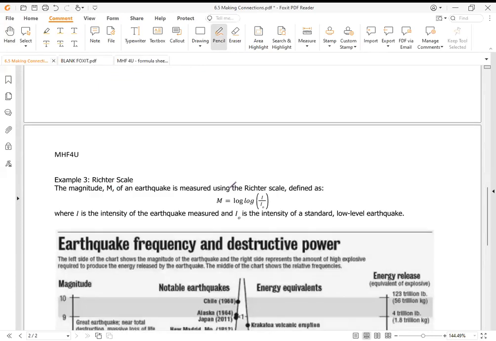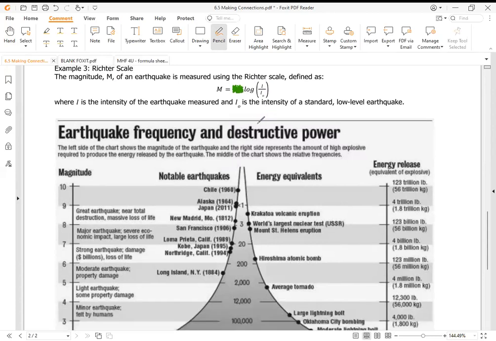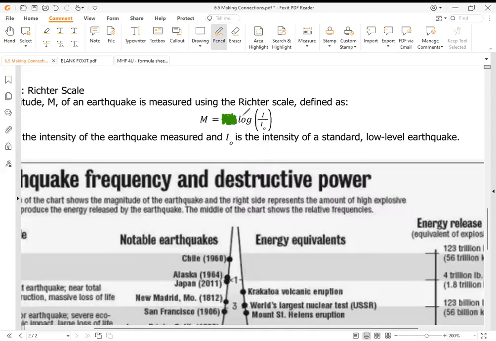Let's continue. Another one that's fun: earthquakes. Once again, this is an error. I don't know what's happening, but the log repeats itself, so erase one of them. The magnitude of an earthquake is essentially calculated by seeing how intense your earthquake is compared to a quote-unquote standard low-level earthquake. The lowest detectable earthquake's intensity versus the intensity that we feel, that's how they calculate your magnitude.